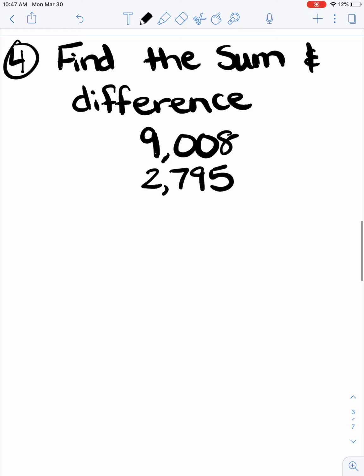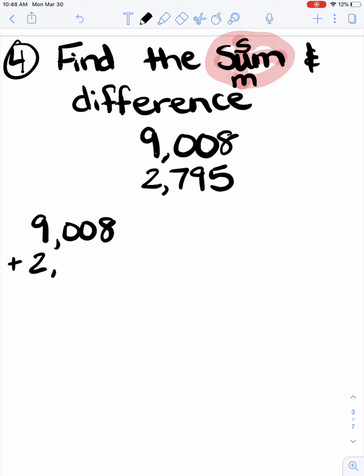Here we're going to find the sum and we're going to find the difference. Let's find the sum first. If you remember, on our math wall, we had the word sum written like this with 2 sums because those make a plus sign. So to find the sum, we have to add these 2 numbers. So I'm going to rewrite them over here. 9,008 plus 2,795. So we're going to look at our ones place first.